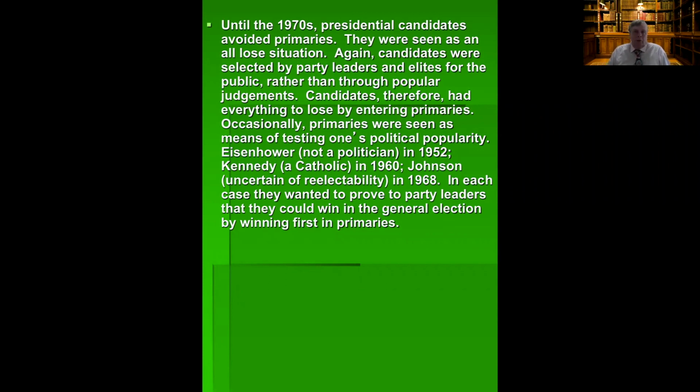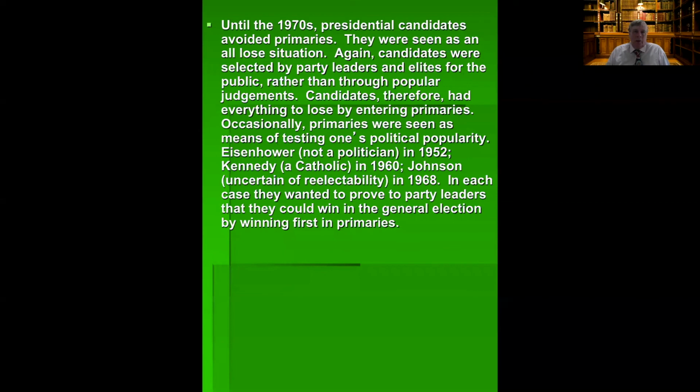Primaries were seen as an all-lose situation. Again, the candidates were selected by party leaders and elites for the public, rather than through popular judgment. Candidates therefore had everything to lose by entering primaries. Occasionally, primaries were seen as a way to test one's political popularity. For example, Eisenhower entered a few primaries in 1952.